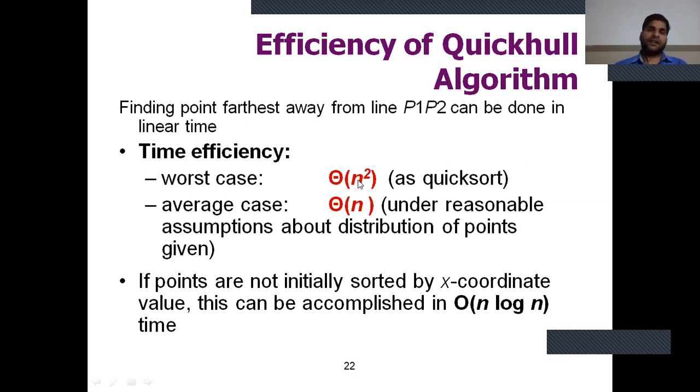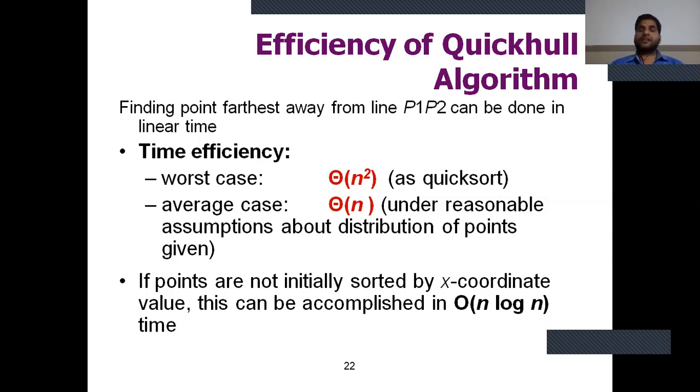In the worst case theta n square like quicksort, and average case theta n under a reasonable assumption about the distribution of points given. If points are not initially sorted by x coordinate value, this can be accomplished in order of n log n. So we summarize today's lecture like that.